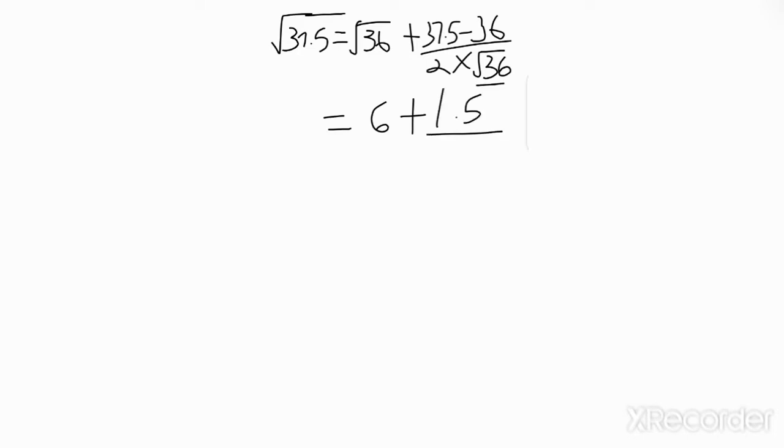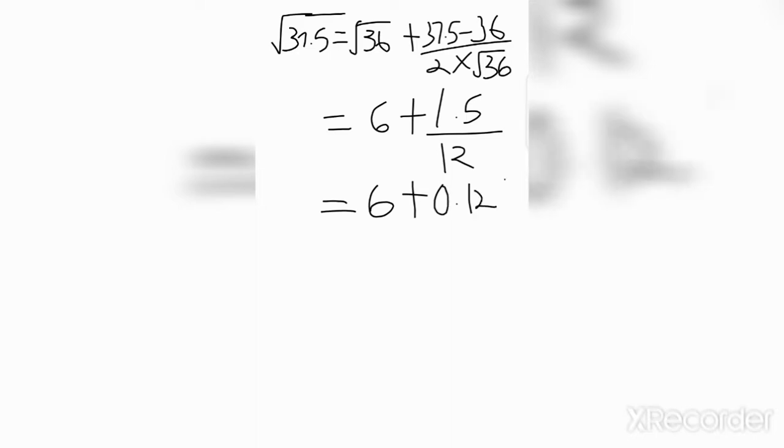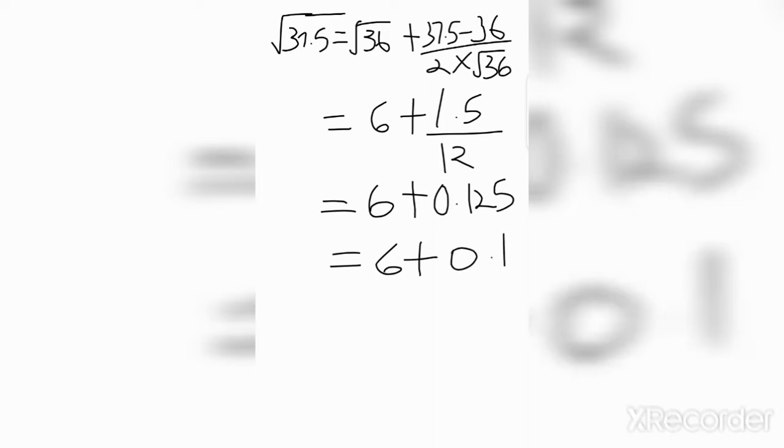Then root 36 here is 6, times this 2, that's 12. So 6 plus 1.5 divided by 12, that's 0.125. The value isn't that long, so let me just write it out. But we aren't focusing on these last two, so we just have business with this 0.1. So 6 plus 0.1, that's 6.1. So that's the answer. Very correct.